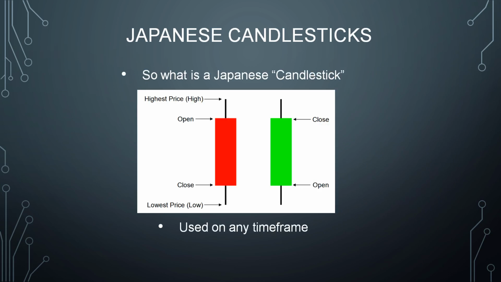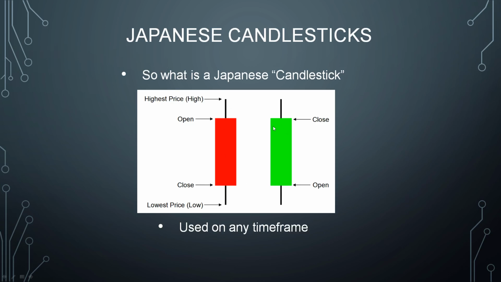Japanese candlesticks, so what are they? They're really just a pictorial representation of price action. They can be seen or used on any time frame from 1 minute up to the monthly chart. And what they represent is a body with two wicks or shadows, depending on what terminology you use. We will typically use wicks.